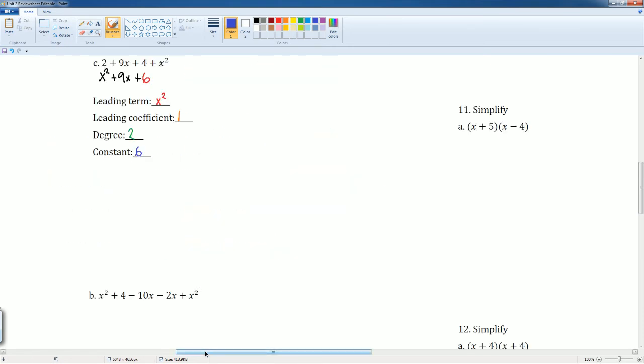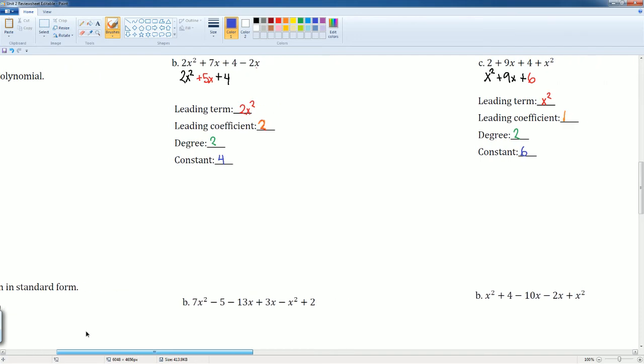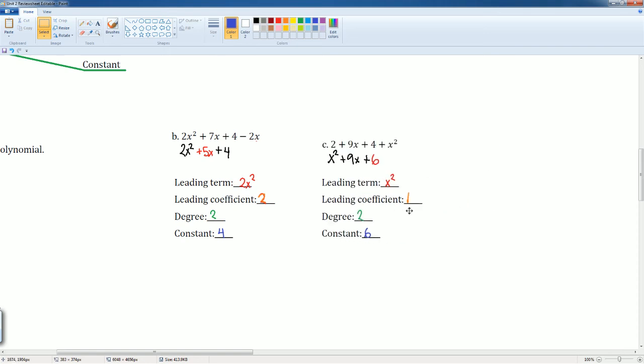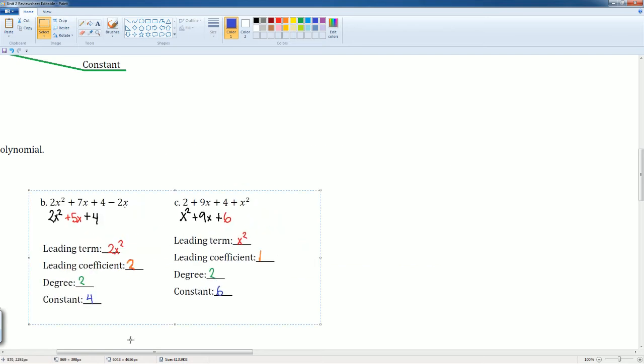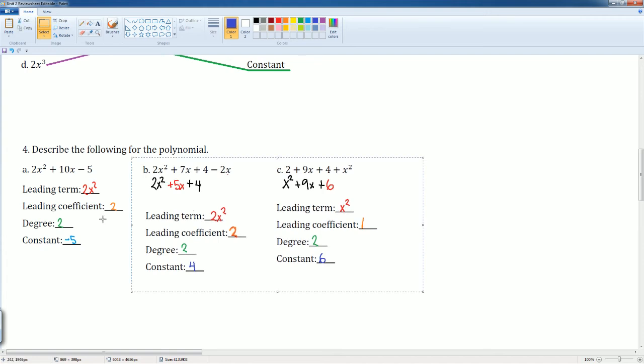So I want you to take a look here at these 3 problems. Let me move this down so you can see it a little bit better. And I want you to take a look at how they are, let's say, similar in some ways. Notice that A and B, the leading terms are the same. The leading coefficients are the same. The degrees are the same. The only thing different is their constant. A has a negative 5 as the constant. B has a positive 4 as the constant.